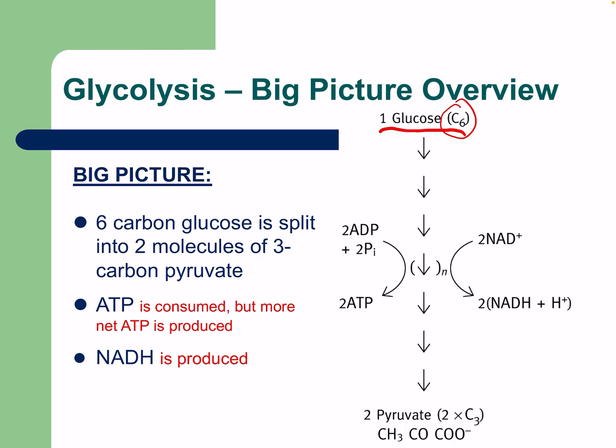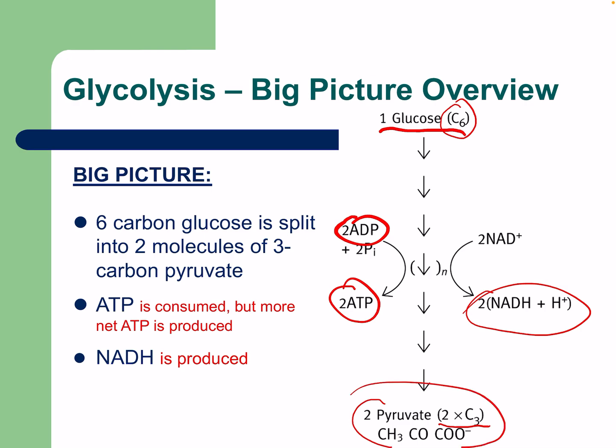So know that we start with 6 carbons and end with 2 3-carbon molecules. So that's important. So again, we go from that 1 glucose. There's 2 reactions where we form energy, we get that 2 ATP, and we form 2 NADH. And then throughout this, we get our 2 pyruvate molecules.